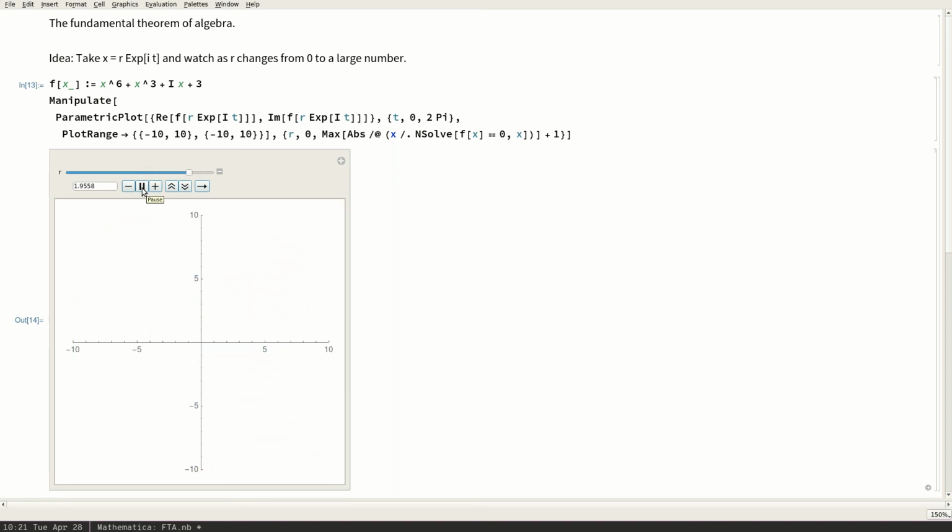Amazing. Okay, well, that is a proof of the fundamental theorem of algebra. Fantastic.